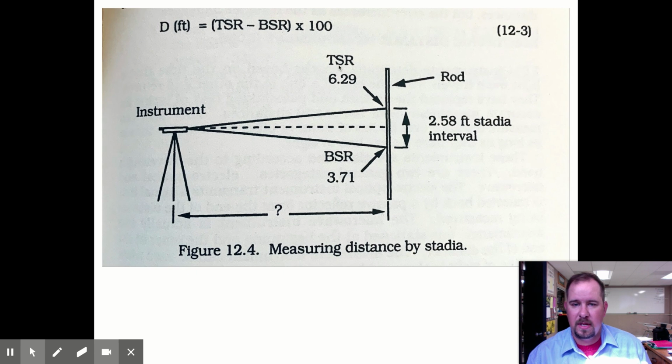Now, how do we get this 2.58 feet? Well, the top stadia reading, the TSR, is 6.29. The bottom stadia reading is 3.71. We subtract those two, just like here, and then multiply by 100, and that gives us 258 feet as our stadia distance.